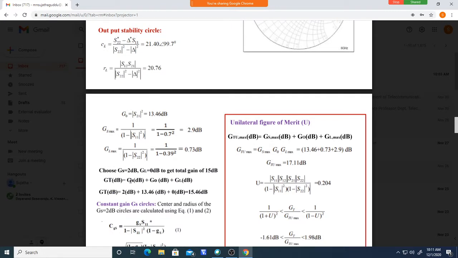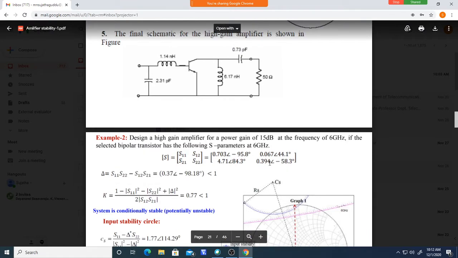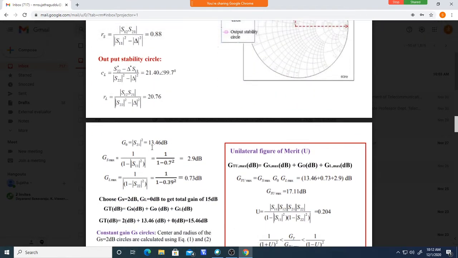GT is equal to GS, G naught and GL. You should first take how much you can get from G naught. If it is lesser than what we required, you should add GS and GL. We did that for the given gain amplifier, where 15 dB is needed. G naught we calculated as 13.46 dB, but we need 15 dB, so about 2 dB more is needed.